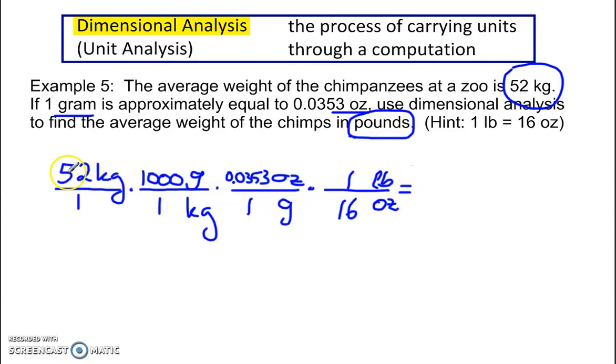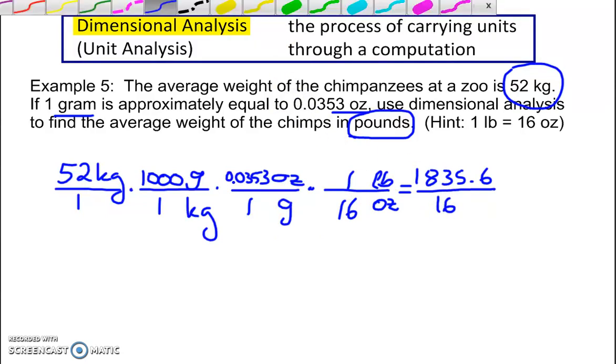And now to solve this, multiply across the top. So we'll do 52 times 1,000 times 0.0353 times 1. And that comes out to 1,835.6 over 1 times 1 times 1 times 16, which is 16.